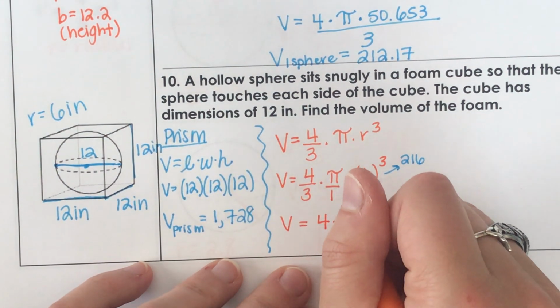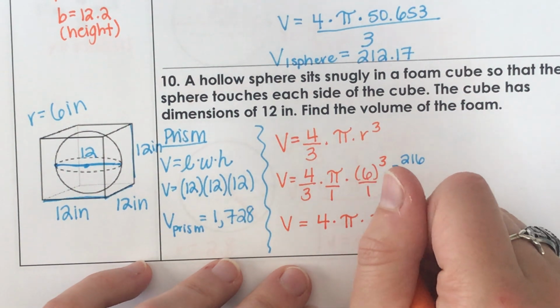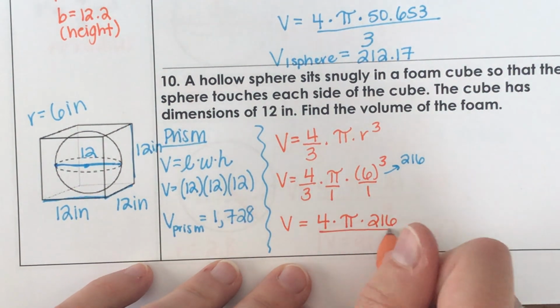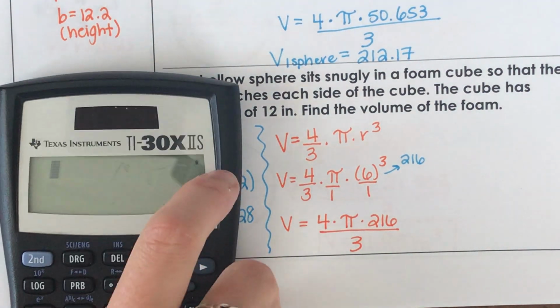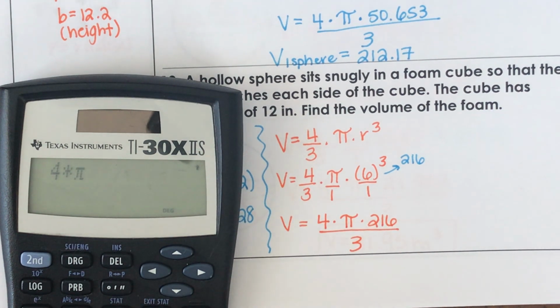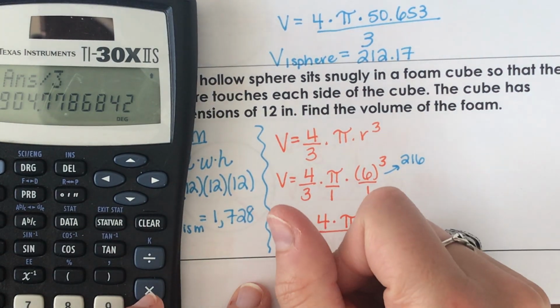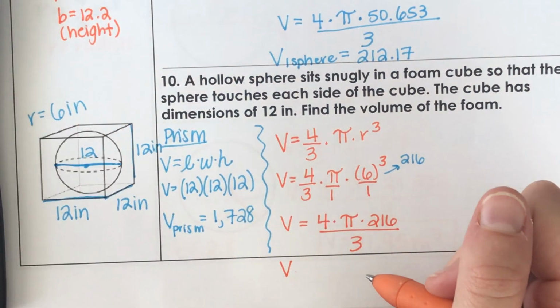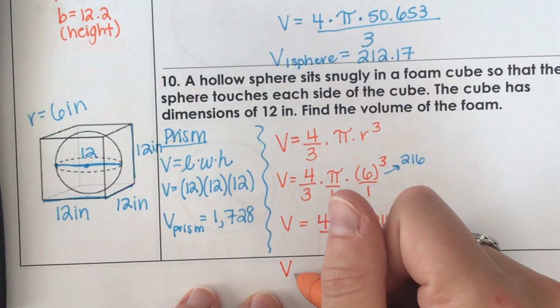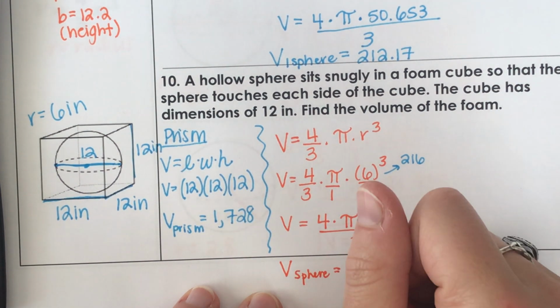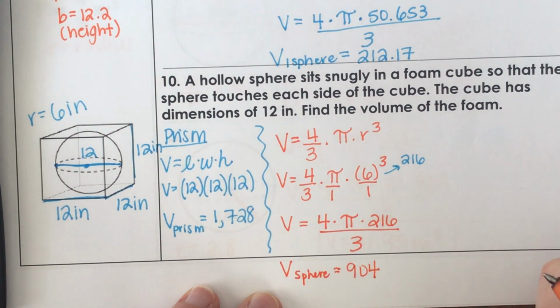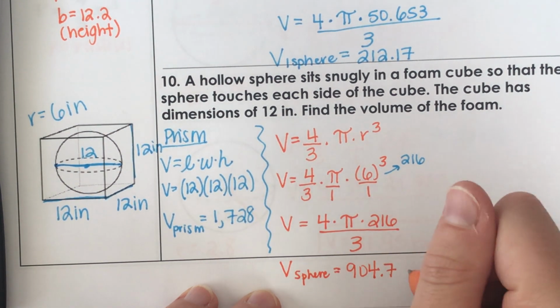4 times pi times 216. And I'm going to divide it by 3 times 1 times 1 is 3. Now it's just something my calculator is going to do. 4 times pi times 216, and then I divide it by 3. So the volume of my sphere is equal to 904.78.